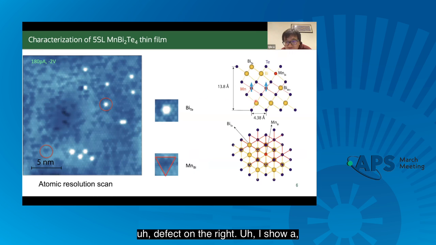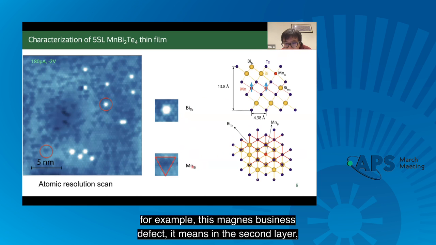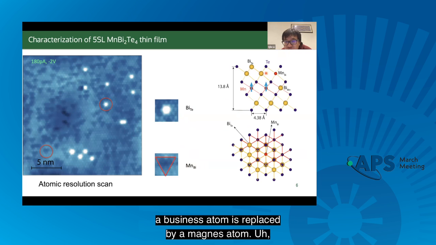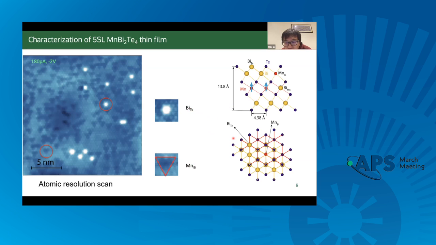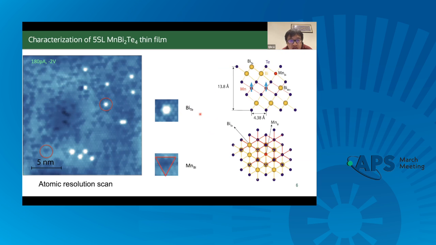On the right, I show some atomic structure images to show you what those defects mean. For example, the manganese bismuth defect means that in the second layer, a bismuth atom is replaced by a manganese atom, while the bismuth tellurium defect means that on the surface, a tellurium atom is replaced by a bismuth atom.